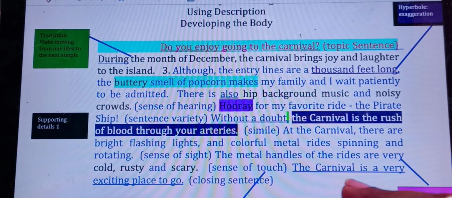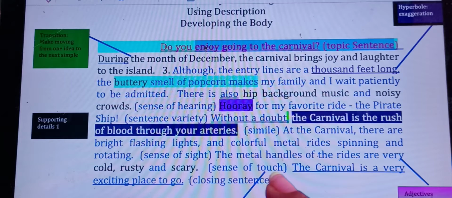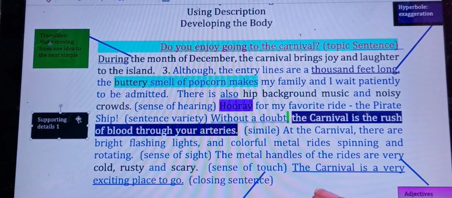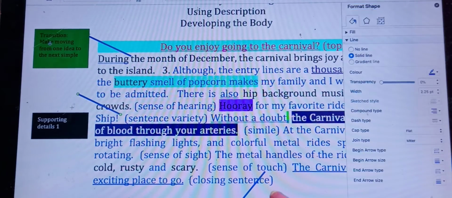After he has stated his main idea sentence, then he's going to support that main idea by giving additional sentences to flesh out, elaborate, or explain further the main idea. So we should have a line there connecting that. So we have here, during the month of December, let's get that in place.